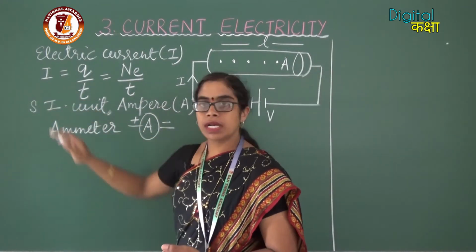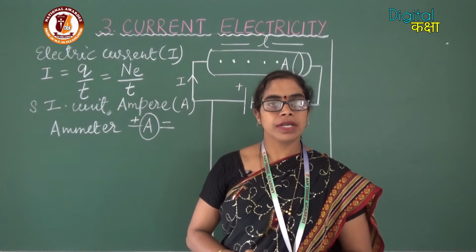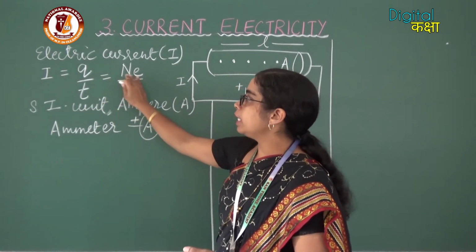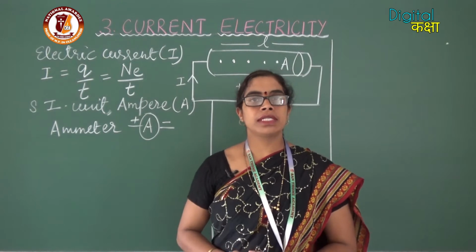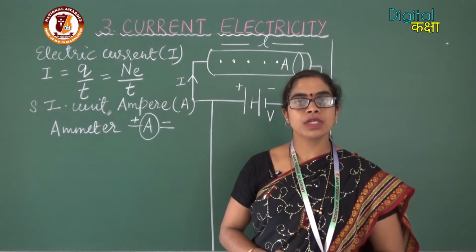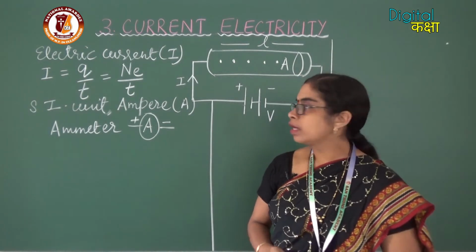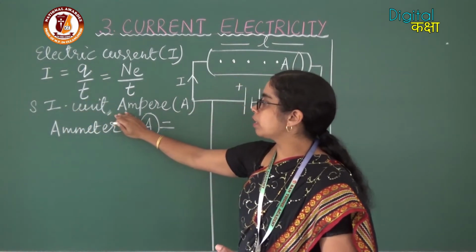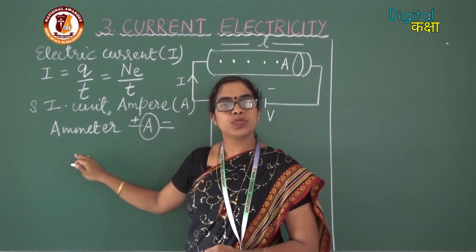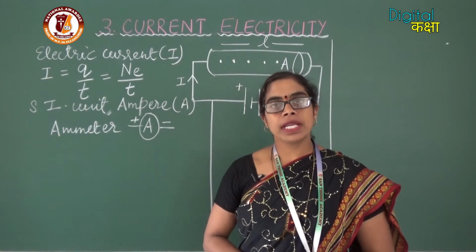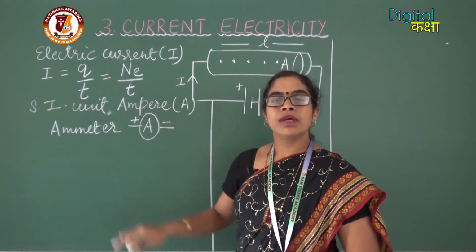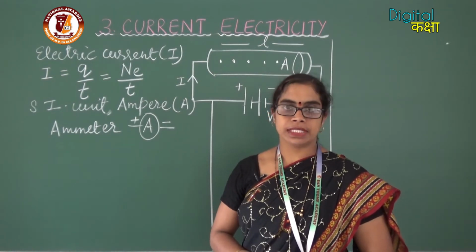So, let us come to the definition again. The electric current is defined as the rate of flow of charge. Since the charge is also given as N into E, the N here is representing the number of electrons present in the wire and E is representing the charge of one electron. The SI unit of electric current is ampere, which is denoted by capital A. The device which we use to measure the current in the circuit is called an ammeter, and the symbol of ammeter is capital A, encircled with the positive and negative signs.